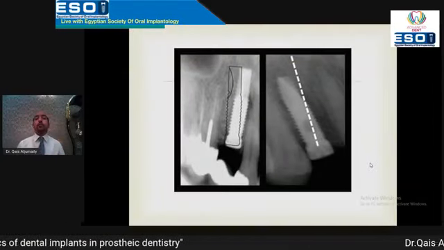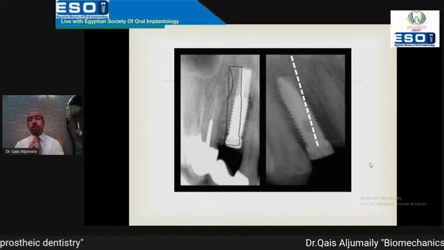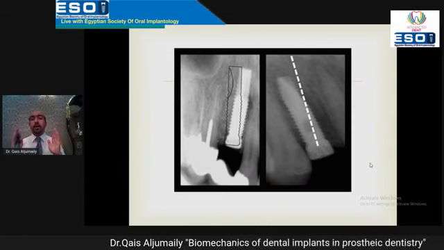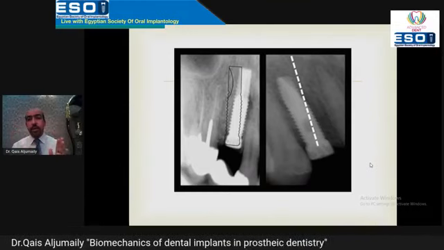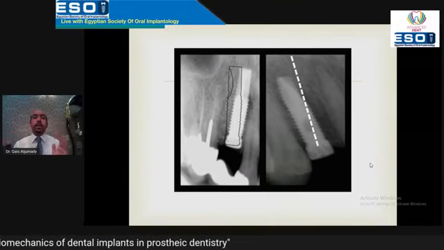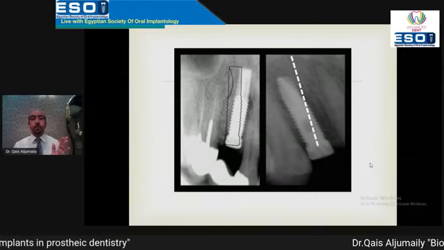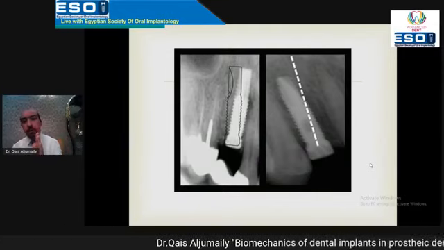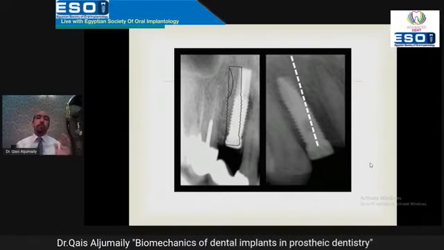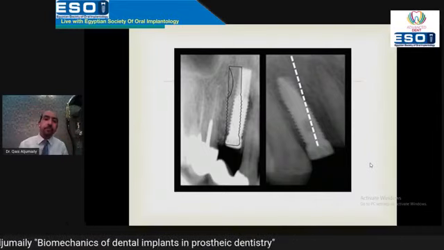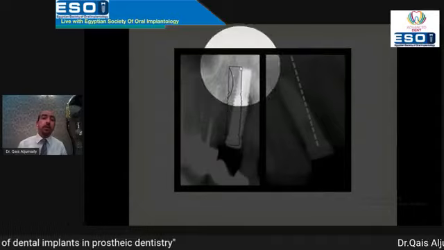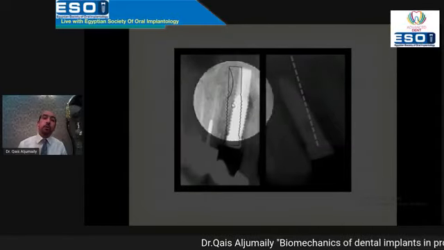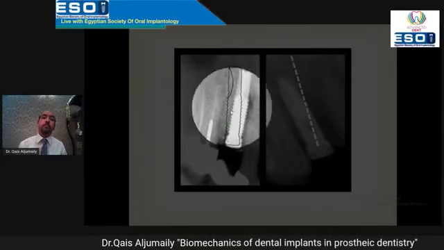So we always have to look for the optimum positioning regarding the mesiodistal. We have to measure the mesiodistal distance between the adjacent natural roots, and we always try to put our fixture in the middle, with an equal amount of bone mesially and distally. So here, this is the optimum position, but the implantologist put it more mesial.